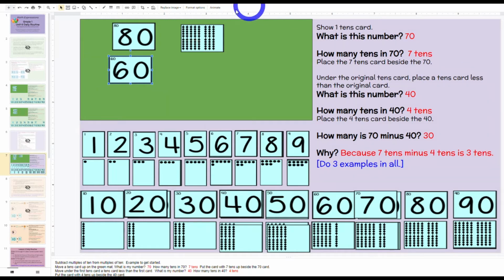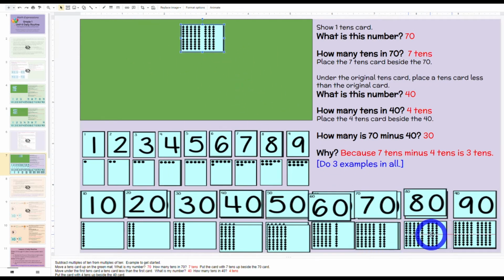So you choose how you want to set that up. That's essentially, though, the idea of it, that they see that we're subtracting the tens. I didn't pull out the tens card over here because I didn't want them to think we were putting those together. We're taking this number of tens away from the amount we actually have. So you'll do that multiple times, 3 times if you can, in that amount of time.